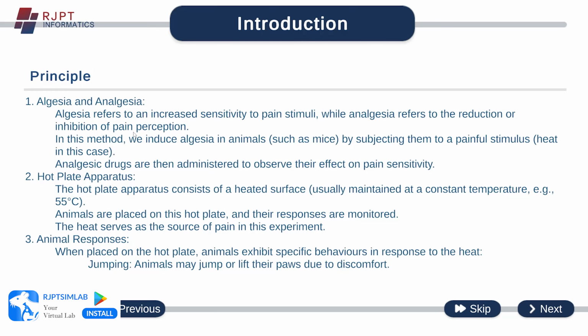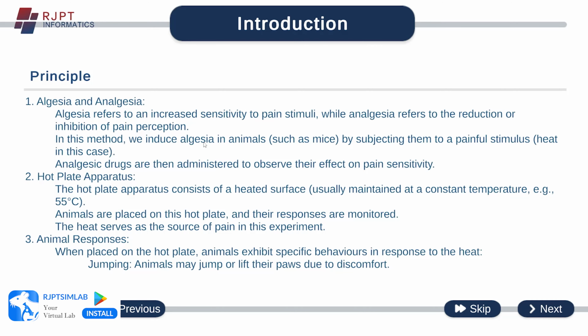The above two lines say that the term algesia refers to an increase in the sensitivity to pain stimuli, which means for inducing the pain, we are giving the pain to the animal. We are increasing their sensitivity to pain stimuli. That term is algesia. And analgesia refers to the reduction or inhibition of that same pain perception. Analgesia reduces that pain or inhibits pain.